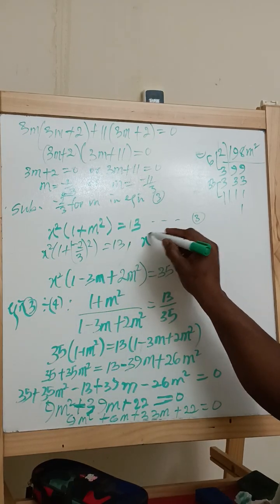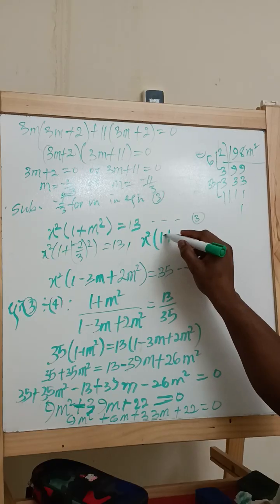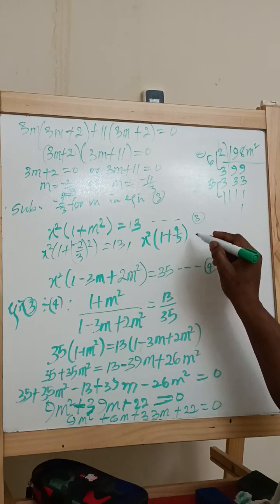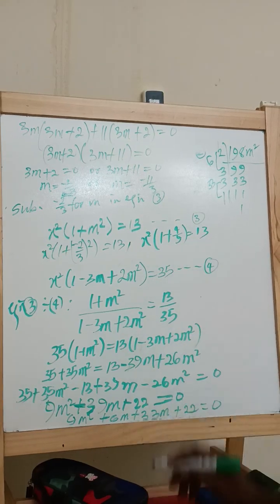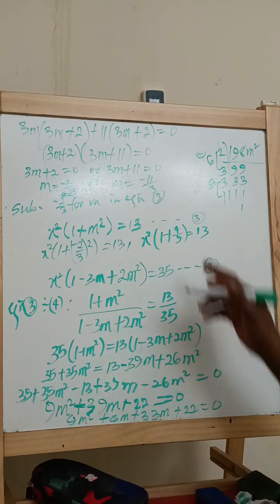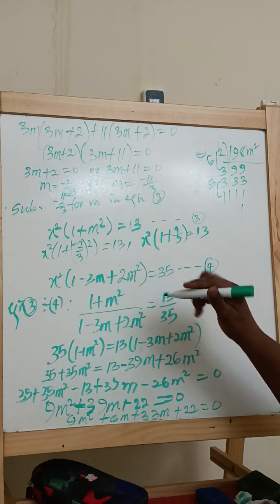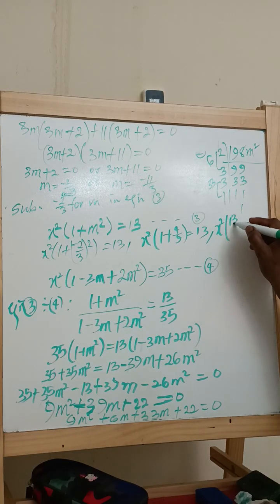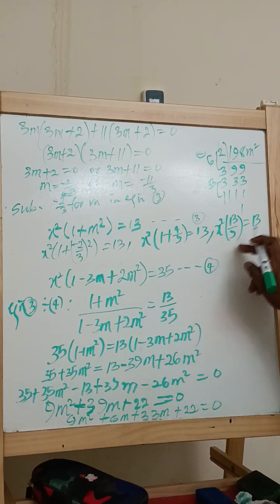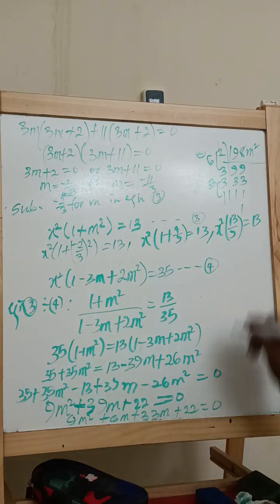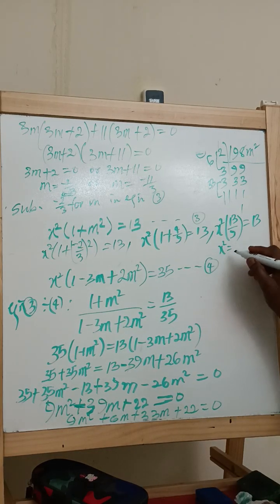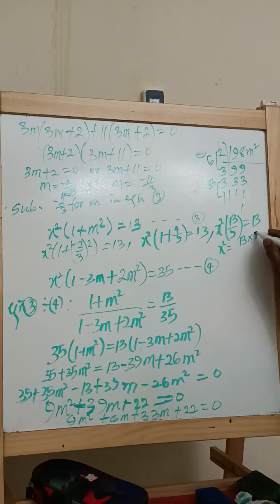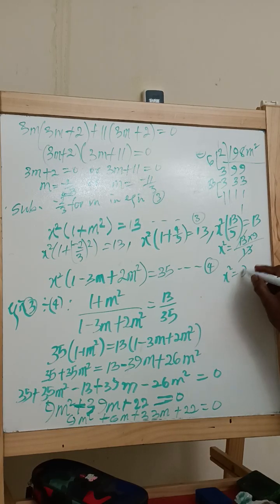So that will be x squared into 1 plus 4 all over 9 equals to 13. And 9 times 1, 9 plus 4, 13. So that's going to be x squared into 13 all over 9 equals to 13. And when you cross multiply, x squared will become 13 times 9 all over 13. 13 will cut 13, so x squared is equals to 9.